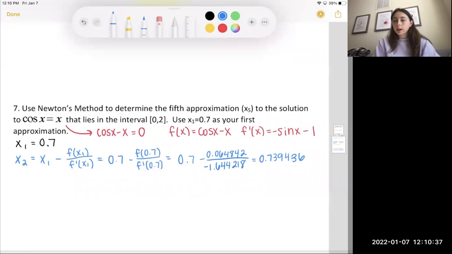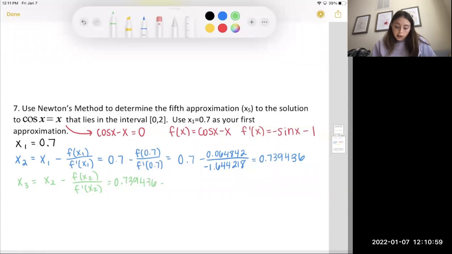So that kind of tells me I might not need to go that much farther. It did tell us to go to x5, but you're going to see that we don't have to, and I'll show you why. So if I do x3 now, I'm going to use x2 to get x3 in my Newton's formula.